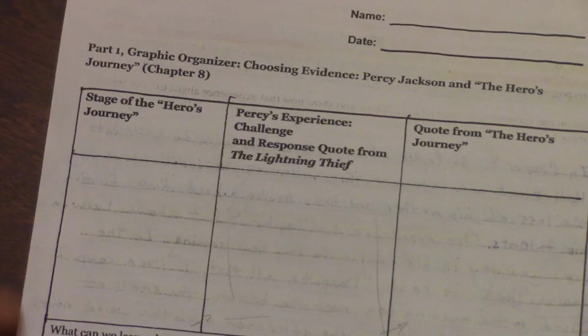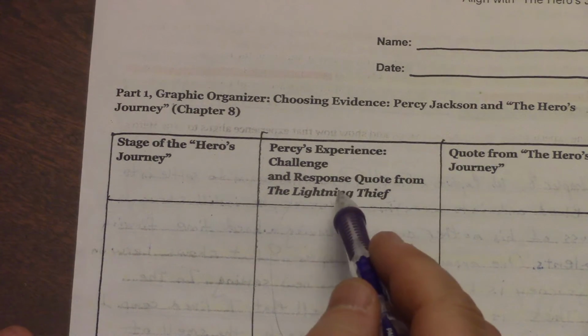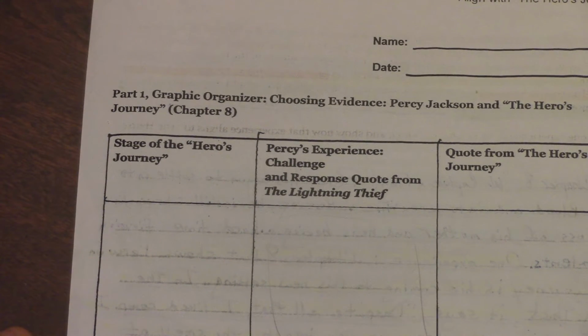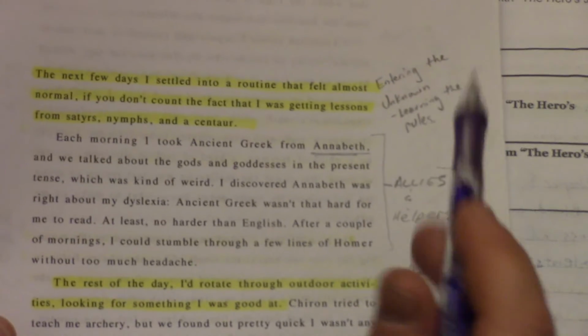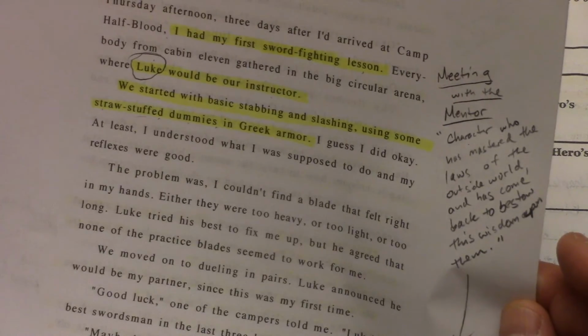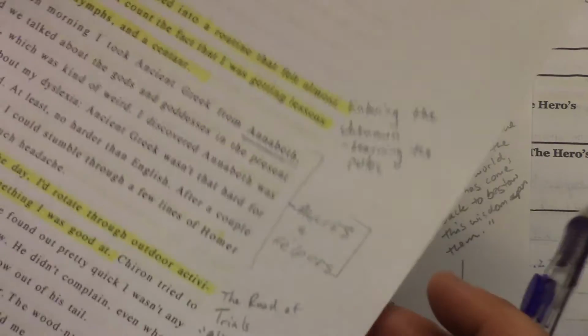graphic organizer then. What you're going to do is find the quote from The Lightning Thief, and write that quote down here. Whichever one you want to go with, you can decide which one you feel you can talk about the best. Is it allies and helpers? Is it the road of trials? Is it entering the unknown? Is it meeting with the mentor or supernatural aid? You've got a lot that you can choose from.